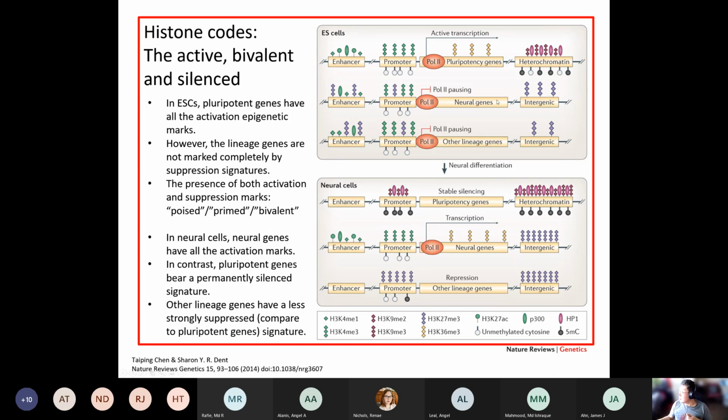But look at the neural genes in embryonic stem cells. You don't see actually a lot of negative indicators, right? You don't see that K9 methylation. You don't have that here. You probably have some. Okay, I'm sorry. You have some K9 methylation here, but you also have the active indicators.